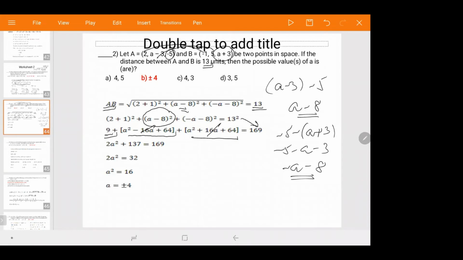And let's add the constants: 9 plus 64 plus 64. 64 plus 64 is 128, plus 9, that is 137. So 2a² + 137 equals 169, and 2a² is 169 minus 137, that is 32. Dividing by 2, we have a² equals 16, and the value of a will be plus or minus 4. So the answer is plus or minus 4.